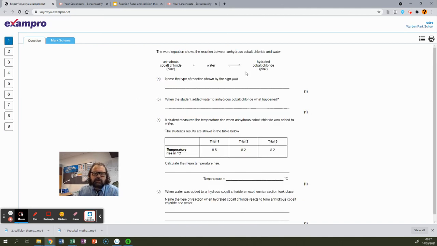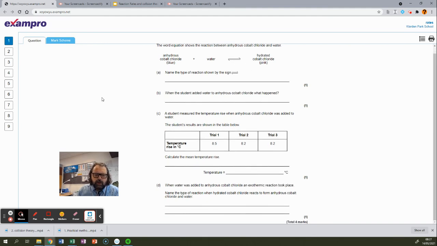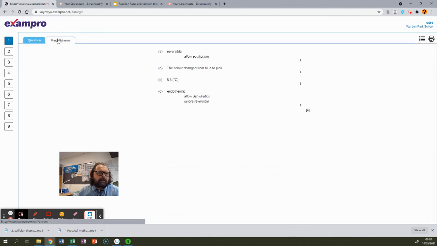Foundation tier students, you do need to know that there is a symbol that represents reversible reactions, but you're not going to be expected to be able to explain the effect of changing conditions on the equilibrium position. The mark scheme is in this tab here, and so you can check your answers as you go.